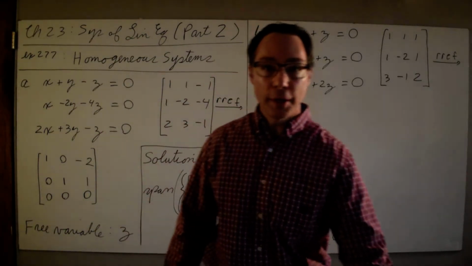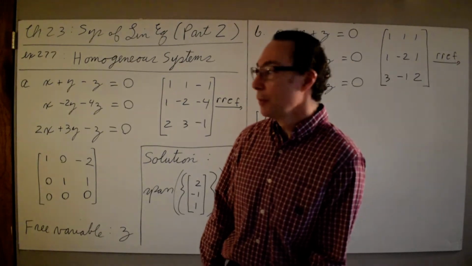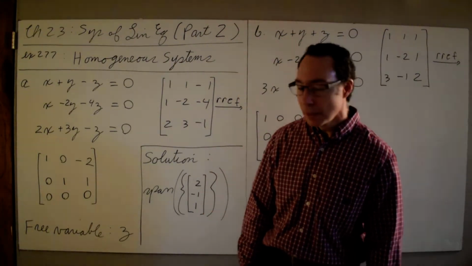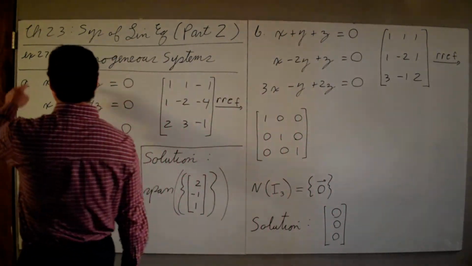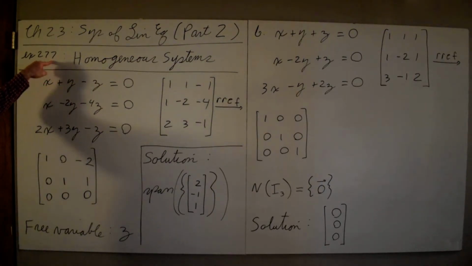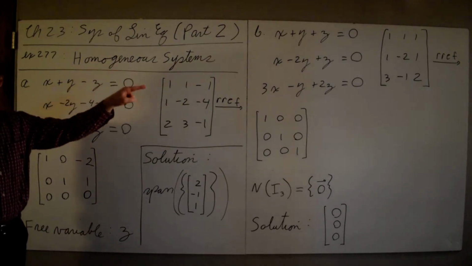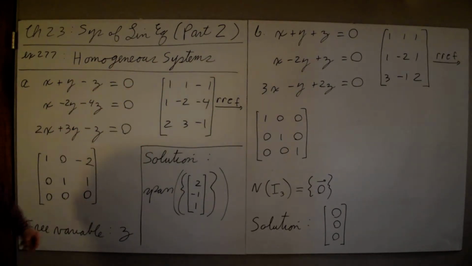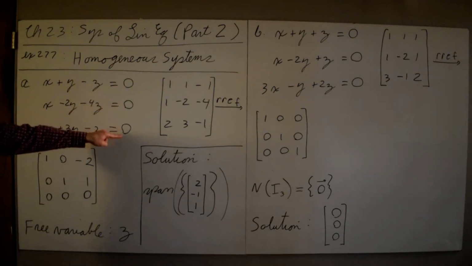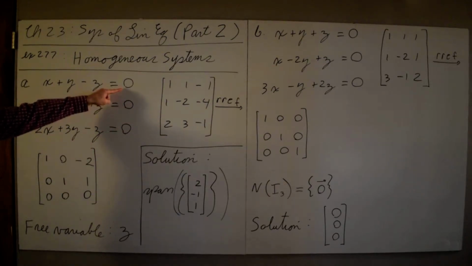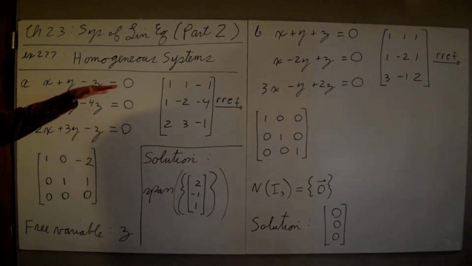This is the second video on Chapter 23, Systems of Linear Equations. We're going to do example 277, which has two parts, A and B. Both of these are homogeneous systems. What that means is the constants on the right of the equal signs are all zero. So that's the same for part A as part B.